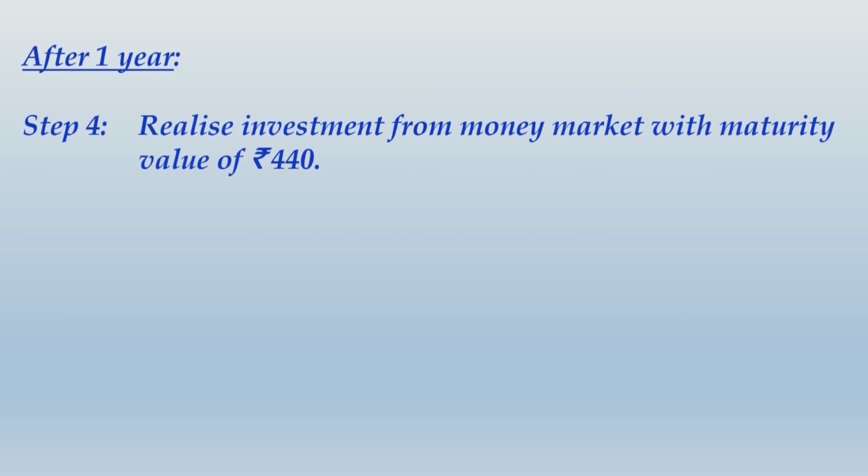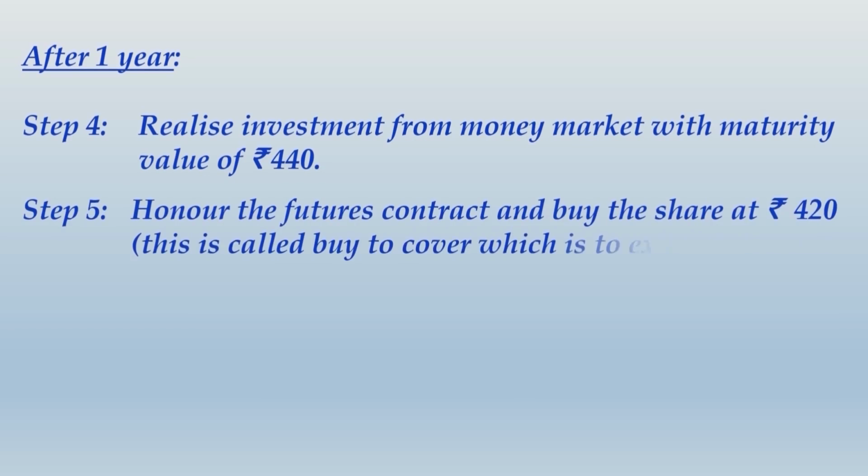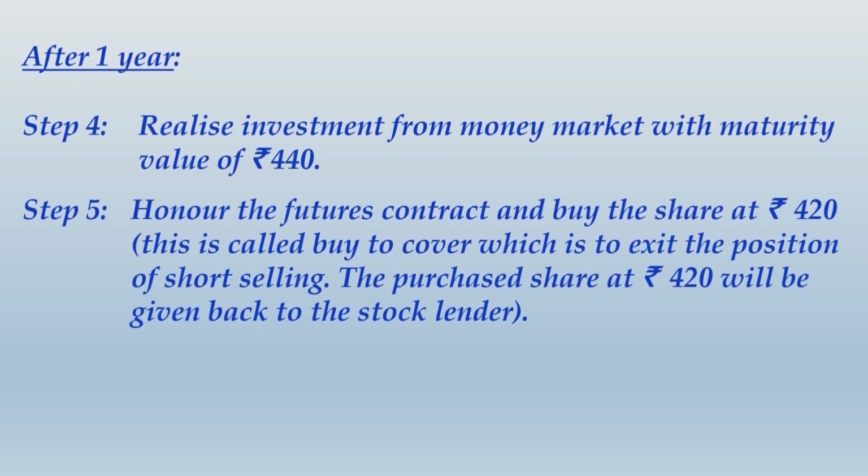You realize your investment from the money market, which will have a maturity value of rupees 440, and then what you do is honor your futures contract and buy the share at rupees 420. This is called buy to cover, which is to exit the position of short selling. The purchased share at rupees 420 will be given back to the stock lender, that is the party from whom you have borrowed the stock at the beginning of the year.